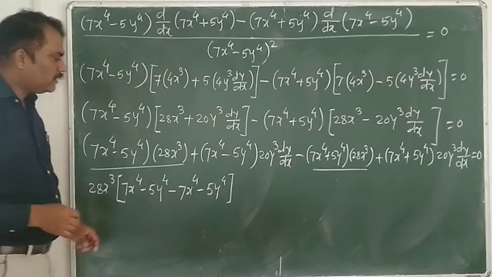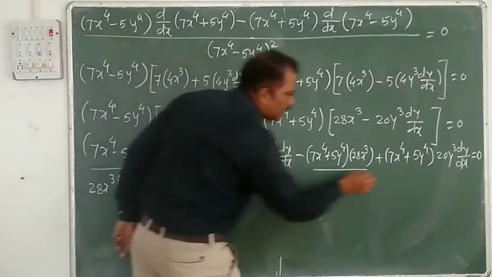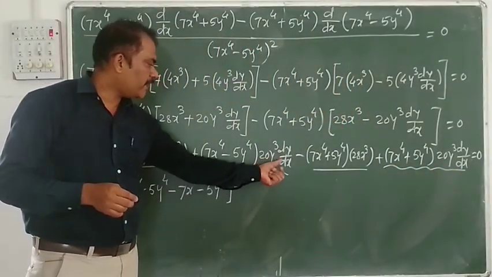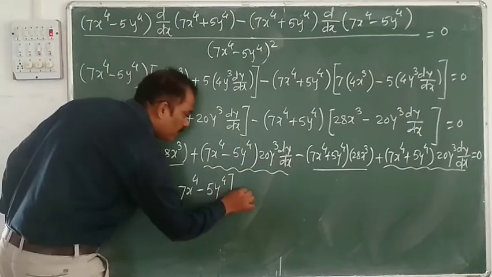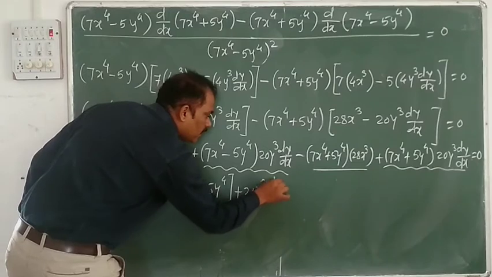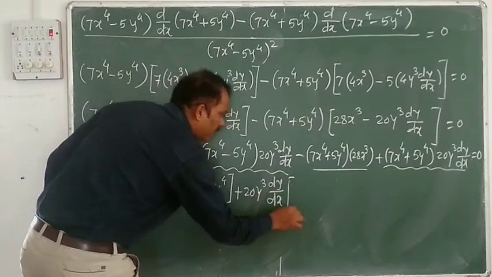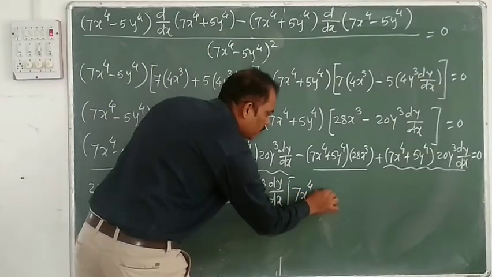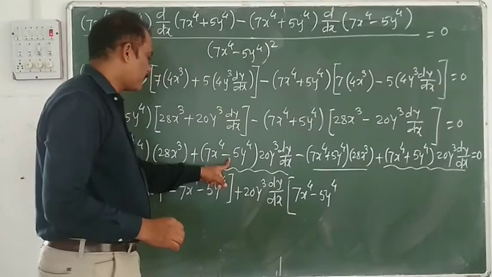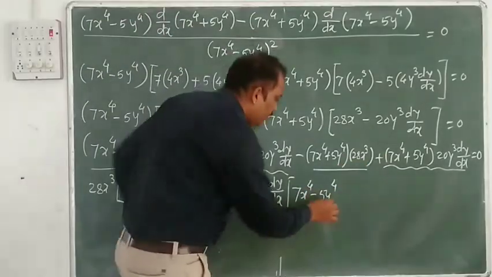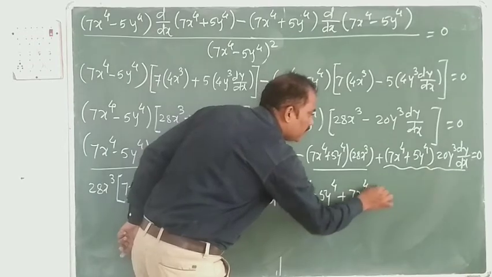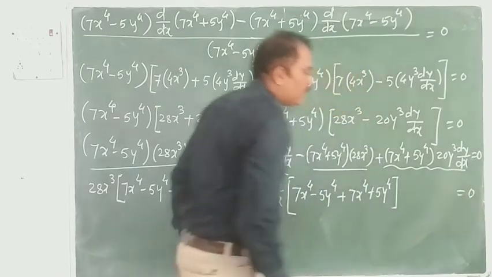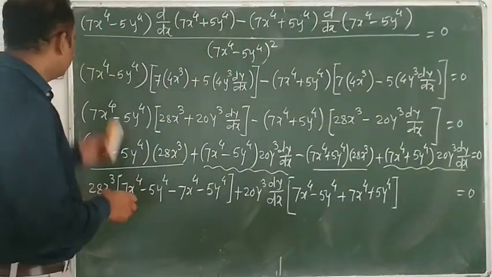Okay, now we have to take the terms which contain the dy by dx, and from these terms we have to take plus 20y cube dy by dx as common, so that plus 20y cube dy by dx into bracket. Here what is the remaining? 7 times x raised to 4 minus 5 times y raised to 4. Okay, here what is the remaining? Plus 7 times x raised to 4 plus 5 times y raised to 4 is equal to 0. Okay, now we have to simplify this one.